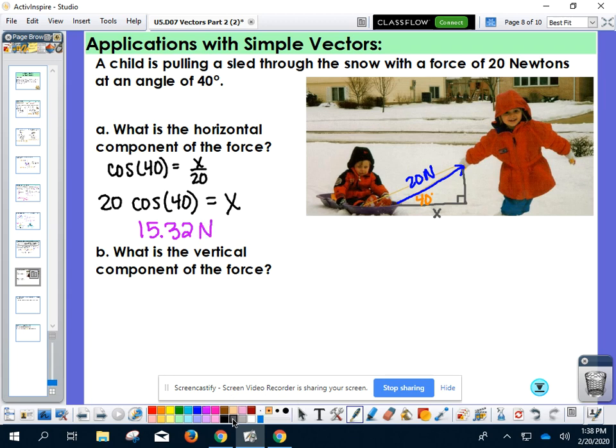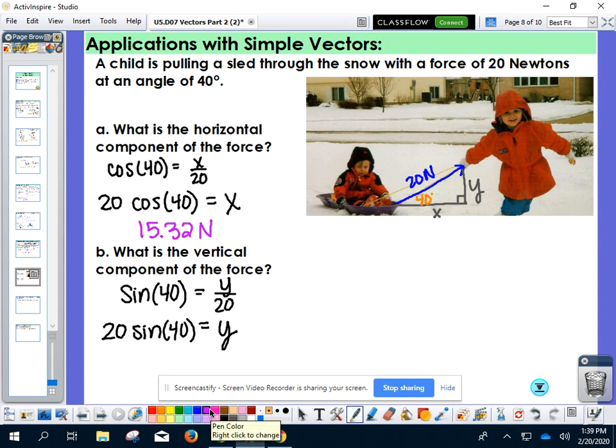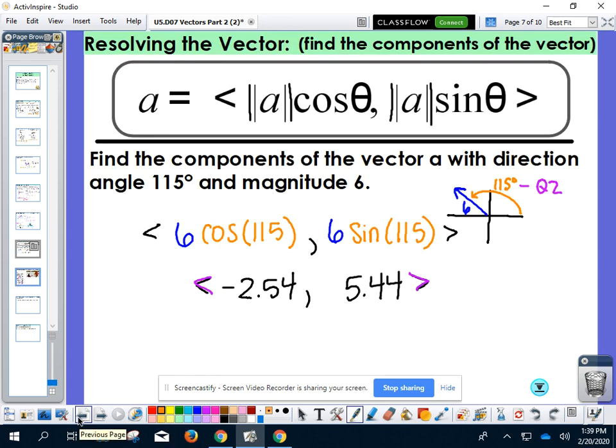Similarly, for the vertical force, the vertical component, we can label the height of that triangle as y, and then I have opposite over hypotenuse if I pretended like I didn't just find the horizontal one. And so we would use sine. Sine of the angle inside the triangle is equal to opposite over hypotenuse. Multiply that over to the other side, and then we just enter it into the calculator. 20 times sine of 40 degrees, I end up with 12.86 newtons.